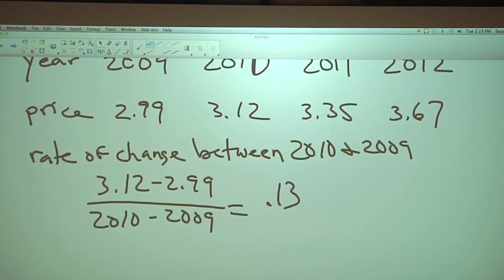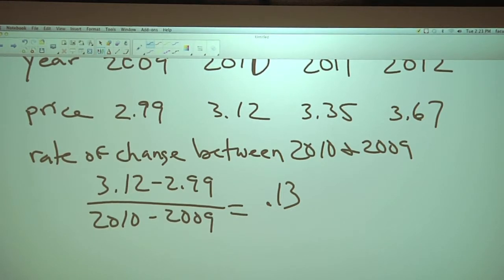It'd be 68 over 3, and then you'd have to do the division. It'd be 68 over 3, right? Well, like 22 with a remainder of 2. 22 2/3 cents per year, right? Okay. Again, rate of change is basically the same thing as finding a slope.